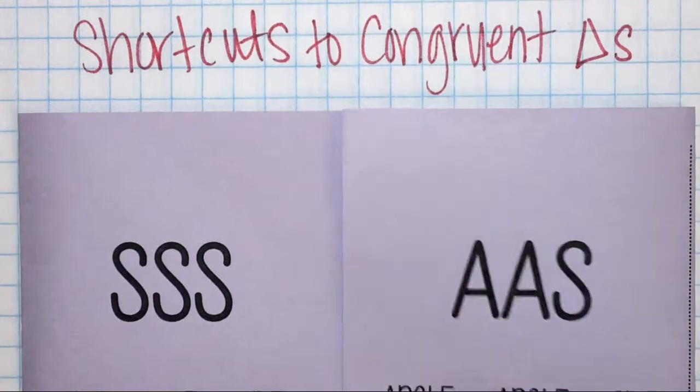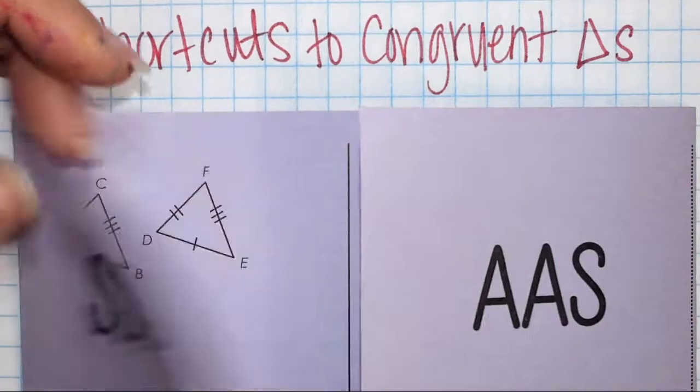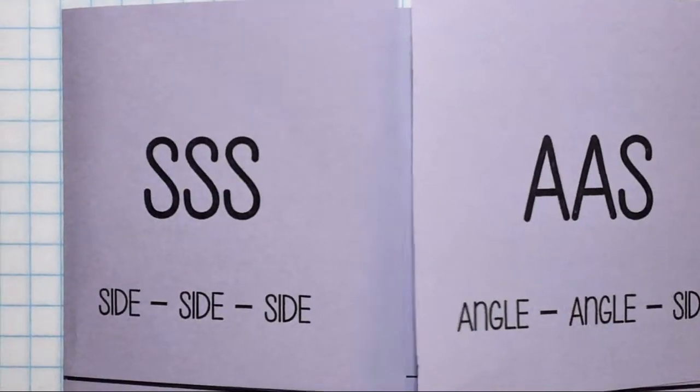Alright, here we go. Shortcuts to congruent triangles. So the first thing we're going to do is side, side, side.